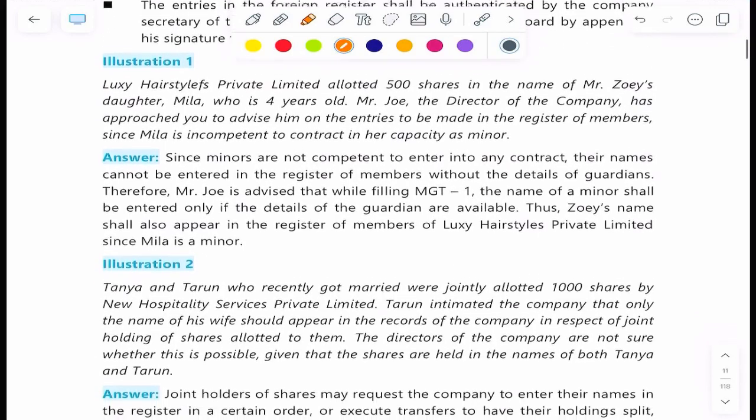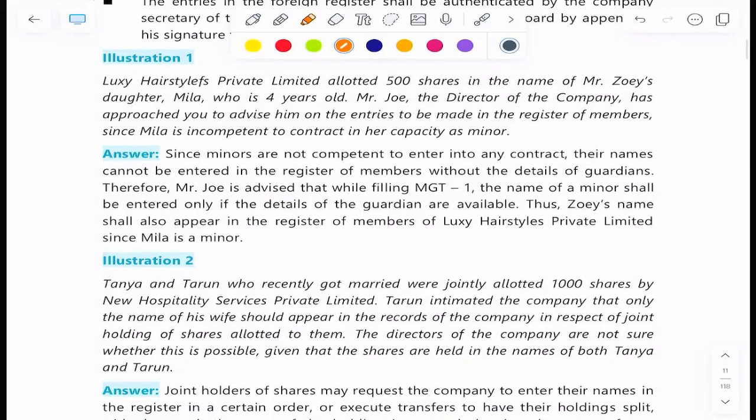Illustration 1. Lakshmi Hairstyles Private Limited allotted 500 shares in the name of Mr. Zoe's daughter, Mila, who is 4 years old. Mr. Zoe, the director of the company, has approached you to advise him on the entries to be made in the register of members since Mila is incompetent to contract in her capacity as minor.